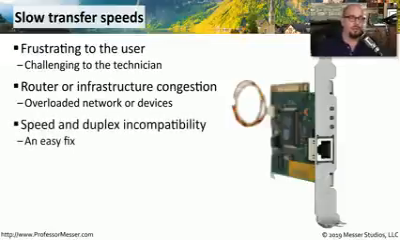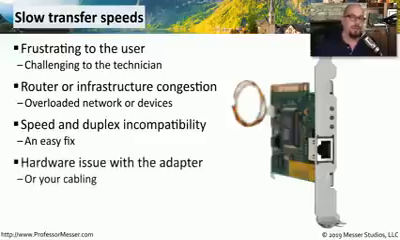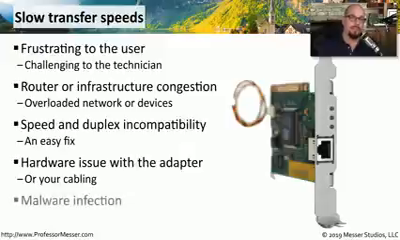Another quick check when your network is performing slowly is to check the speed and the duplex of your local interface. You may find that you're running at 100 megabits instead of gigabit, or you may be set to half duplex instead of full duplex. You also don't want to discount any physical level problems. You may have a bad network interface card or a bad cable. And sometimes it's malware that causes these slowdown problems in our operating systems and our networks.